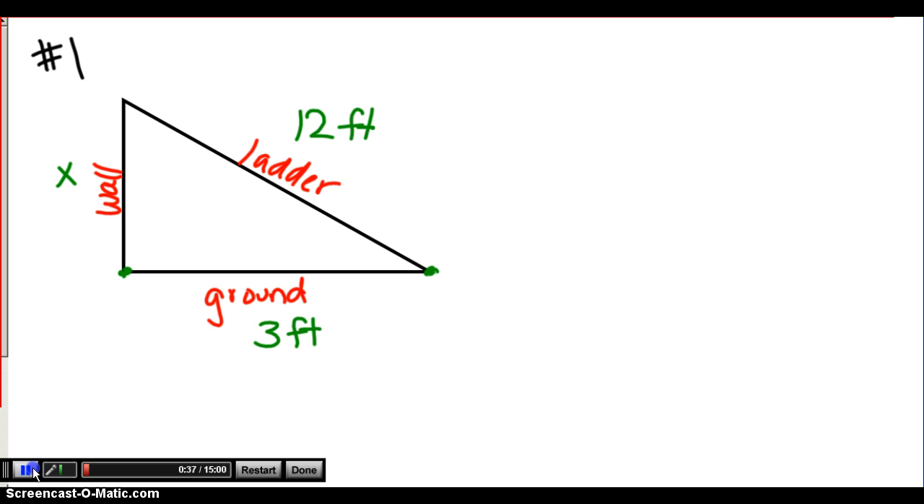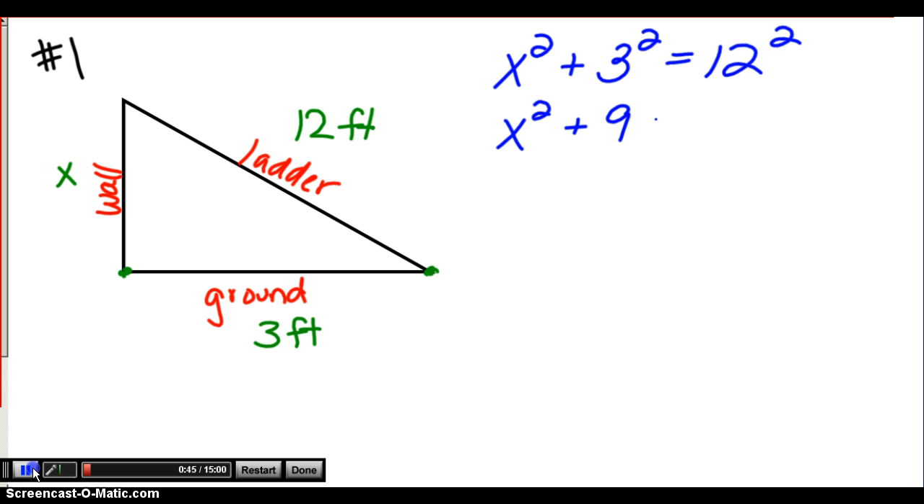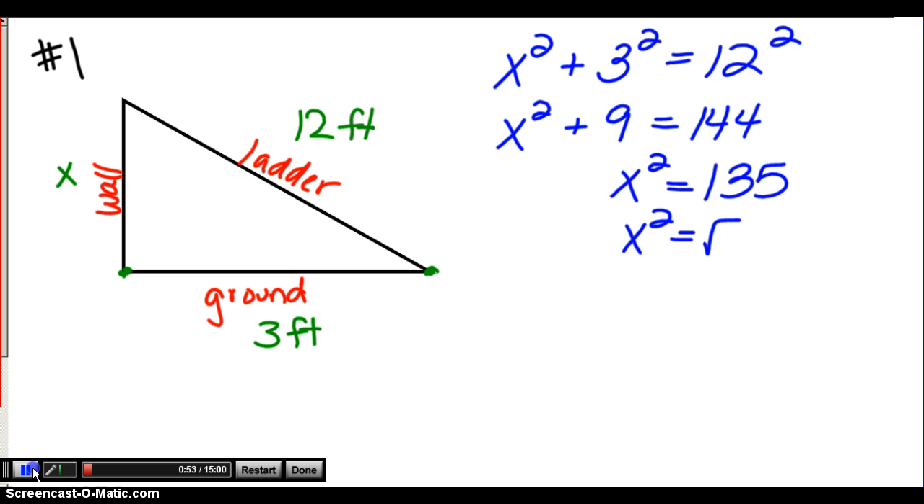So Pythagorean theorem allows us to take a leg squared and add it to a leg squared, set equal to the hypotenuse squared. So here we have root 135.